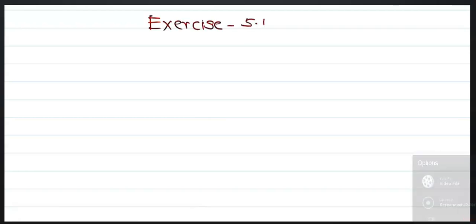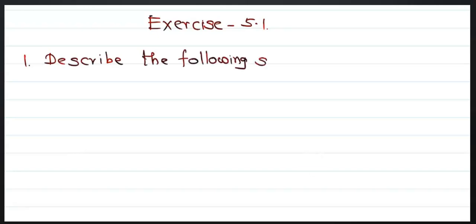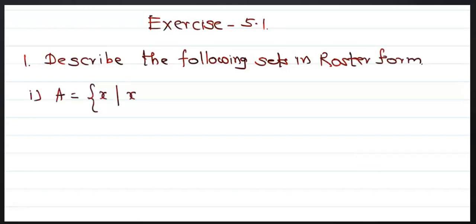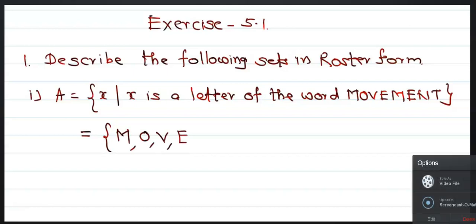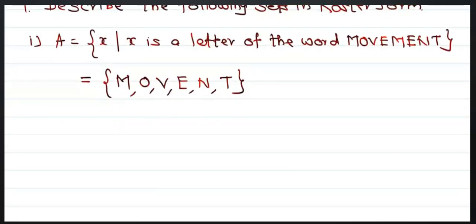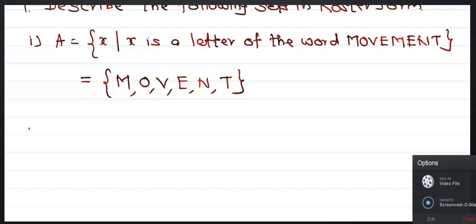Now the exercise 5.1. Describe the following sets in roster form. A is equal to {x such that x is a letter of the word MOVEMENT}. Therefore, this is a very simple problem. You can write all the letters. It is from the 9th standard question.